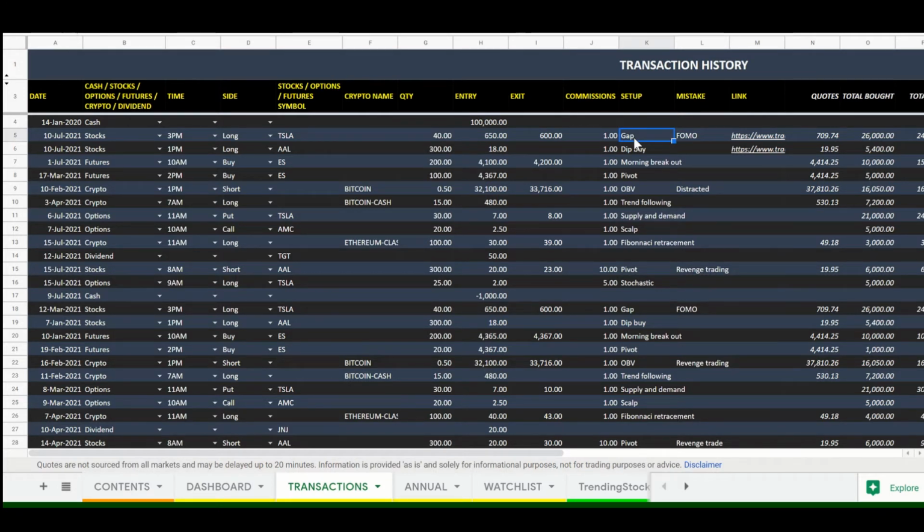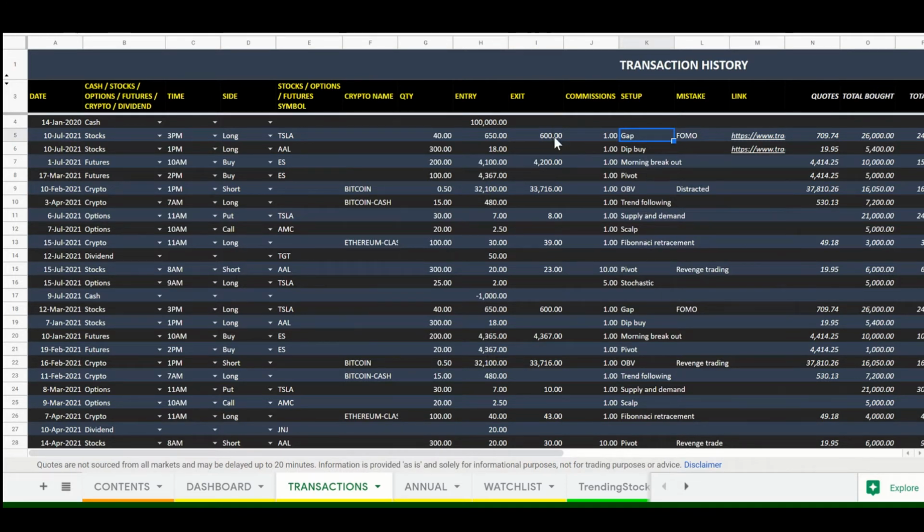What strategy did you use? Did you use gap and go? Did you use pivot, morning breakout, Fibonacci, stochastic? Did you use dip buy? Did you use supply and demand? So you type whatever setup you used here.